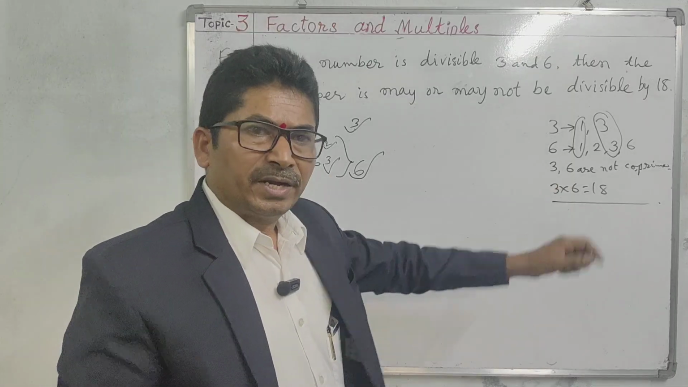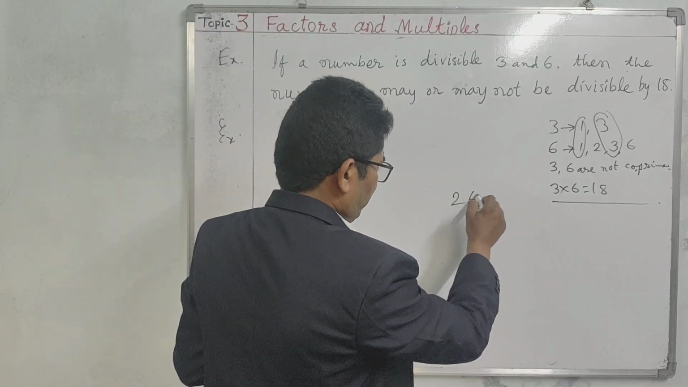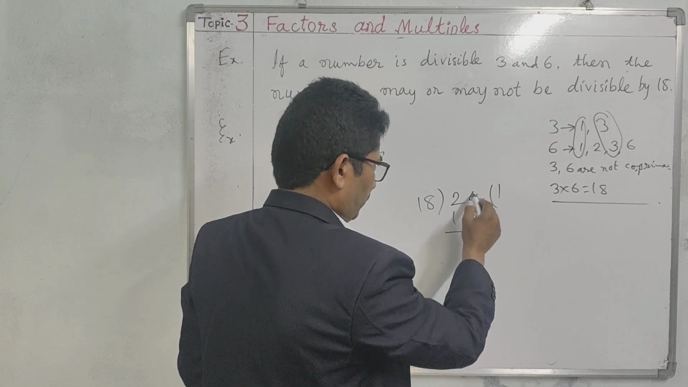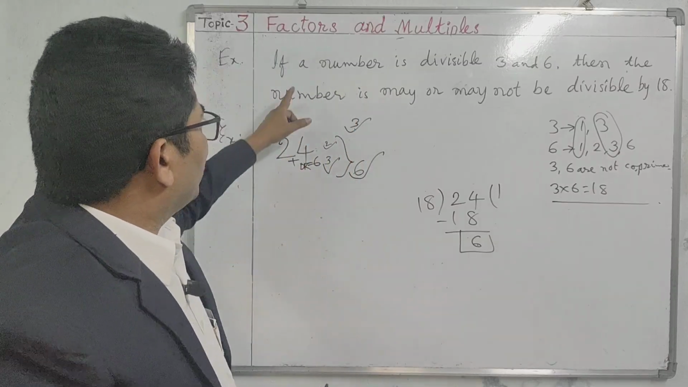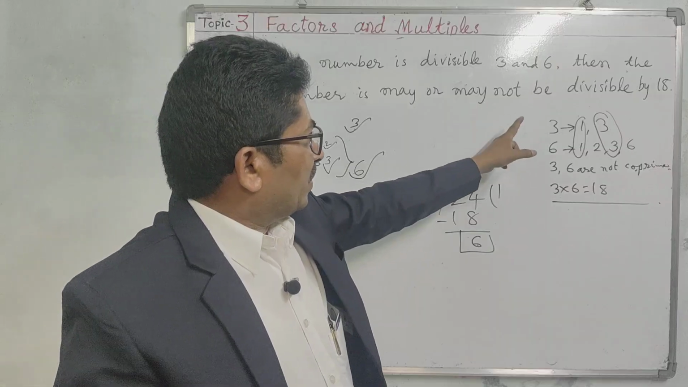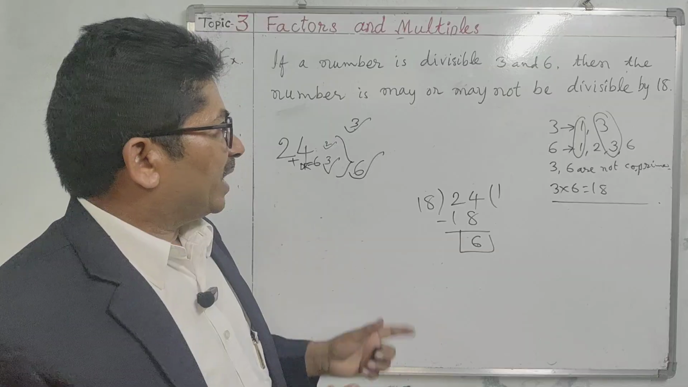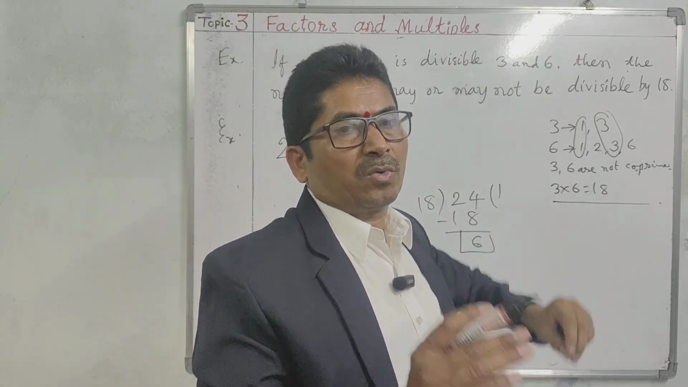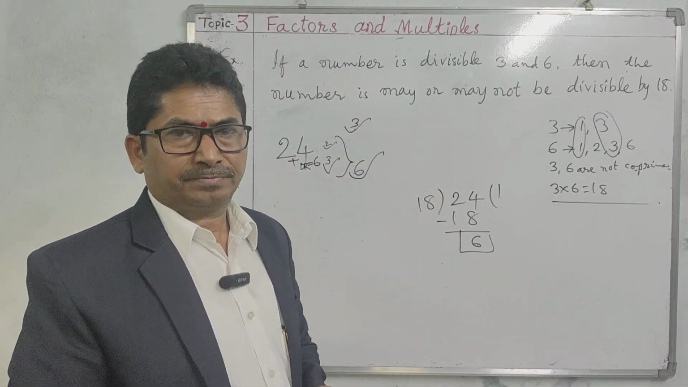Is this divisible by 18? No, it is not divisible by 18. 24 isn't divisible by 18. 24 minus 18, 6. So that's why if a number is divisible by 3 and 6, then the number may or may not be divisible by 18. When it is possible, these must be co-primes. These must be co-primes. Then only it is divisible by their product.